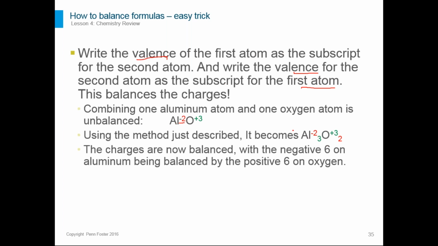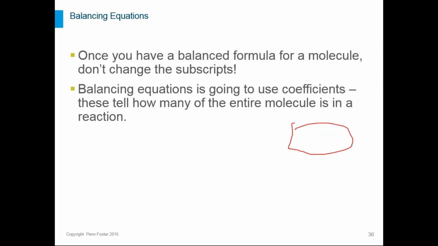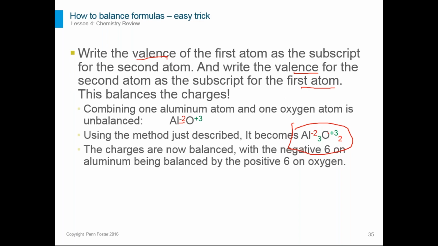So I kind of got it color-coded over here in this part. So aluminum is -2, oxygen is 2. And oxygen has a valence of 3, so we're going to give aluminum a subscript of 3. All right, so all we're doing is taking the number from the valence of aluminum and putting it as a subscript for oxygen, and the valence of oxygen, and putting that number as a subscript for aluminum.